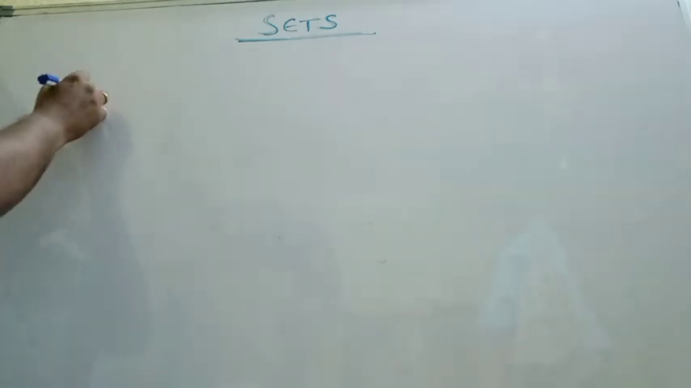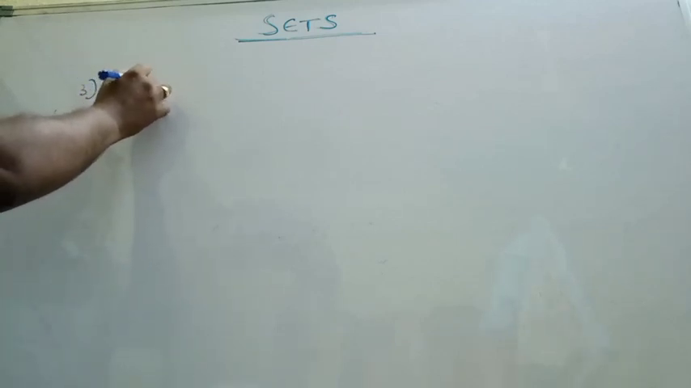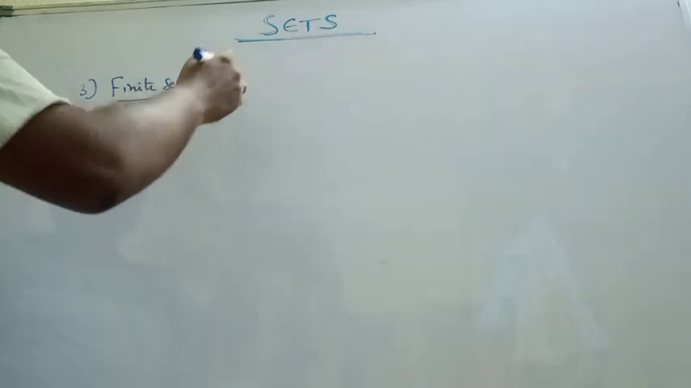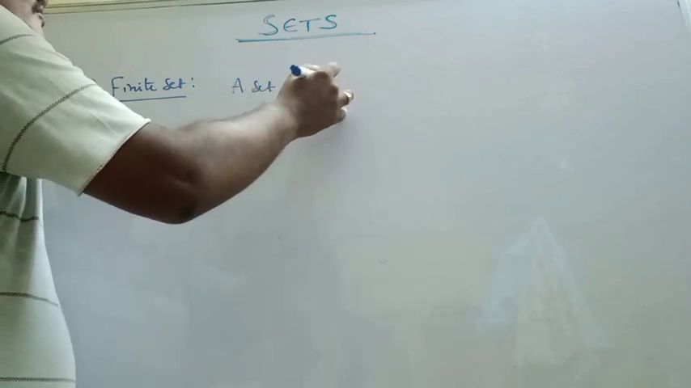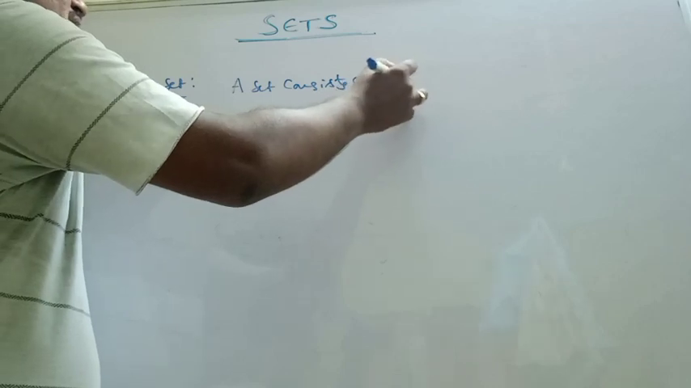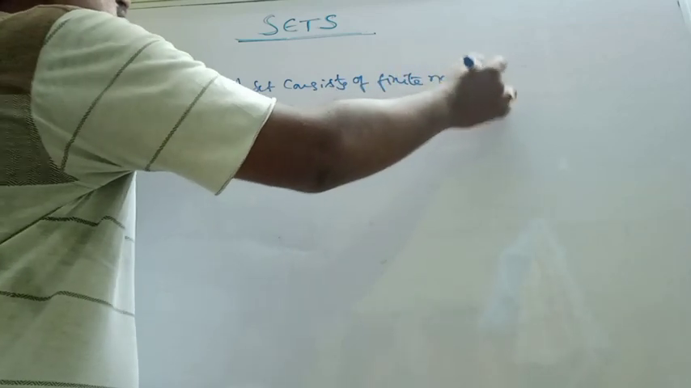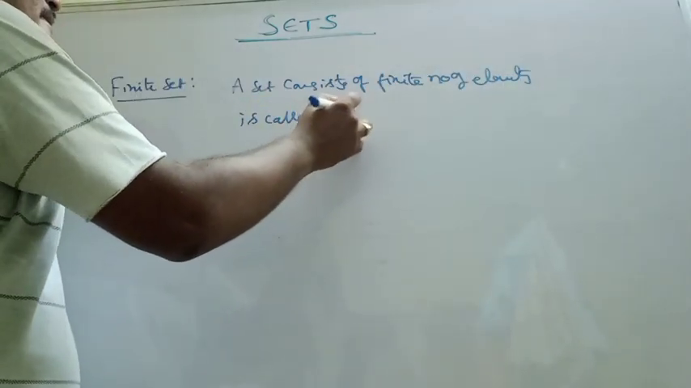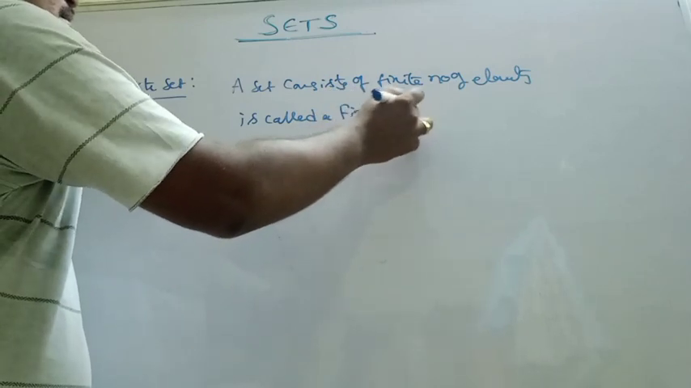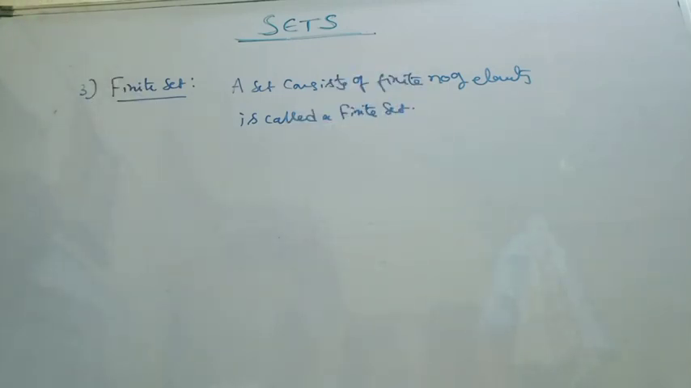Next, the third one we have is the finite set, my dear students. A set that consists of a finite number of elements is called a finite set, right? That means it has some bound. The number of elements will be finite.